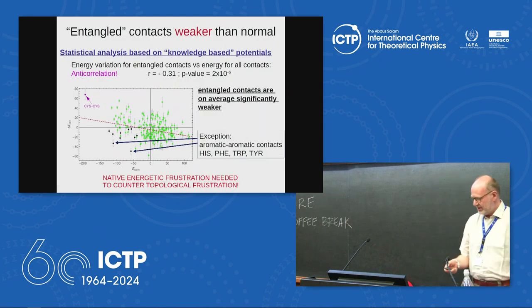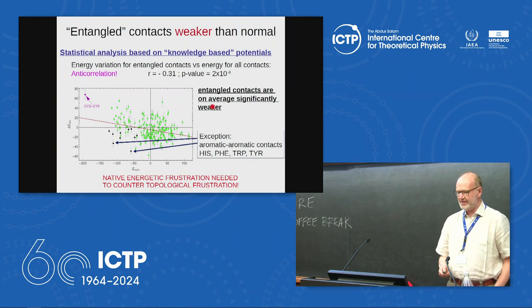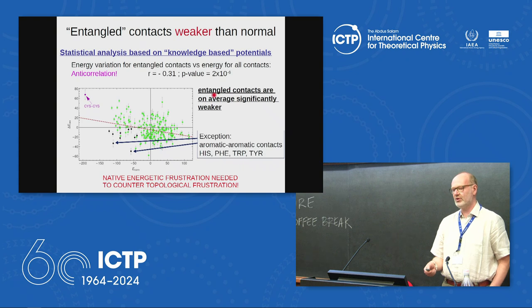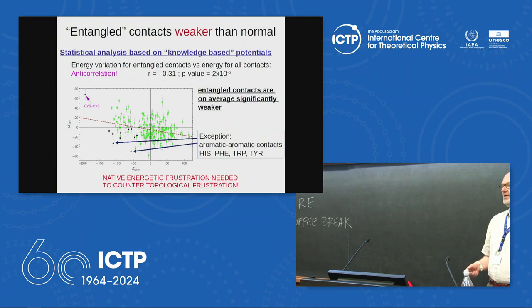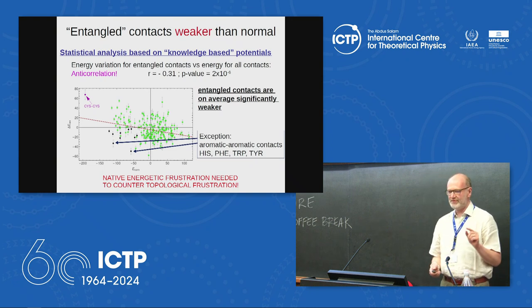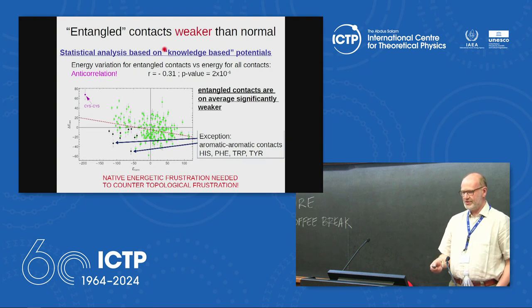Now, we looked at the sequence patterns that we find at the end of entangled loops, what I will call entangled contacts. Let me explain a little bit what this plot means. Each point in the plot refers to a given amino acid pair. So we have 210 of them.